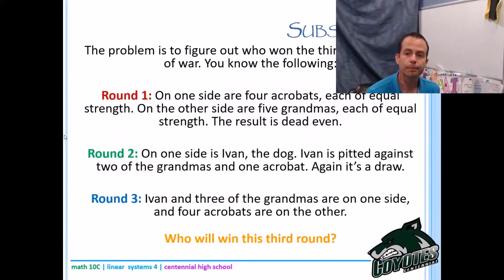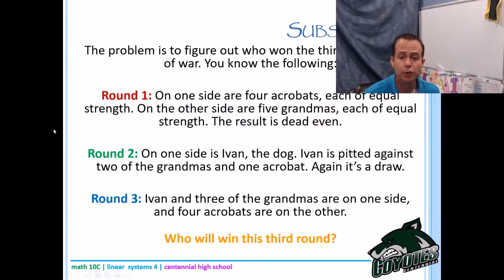Here's what you know. In round one, on one side there are 4 acrobats, each of equal strength. On the other side are 5 grandmas, each of equal strength. The result is dead even. Dead even means it's a tie. Nobody won, nobody lost, okay?